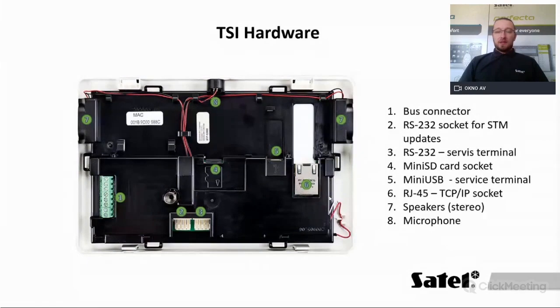On the left side, on the bottom, there is an RS-232 socket for the STM update. It's only used for the STM update, nothing else. This is the part of the communication module inside INT-TSI, which provides you communication with the Integra panel.